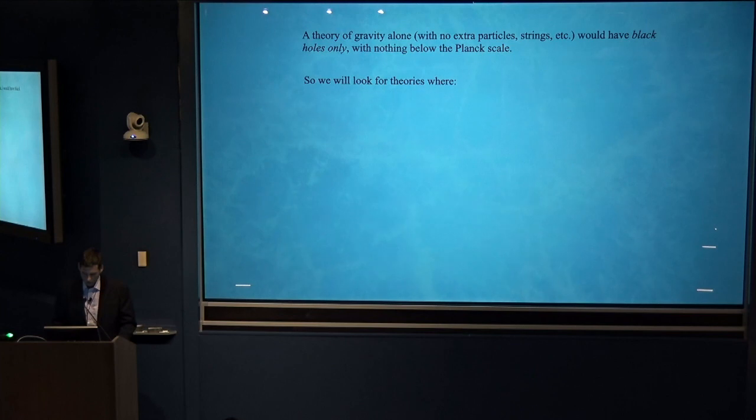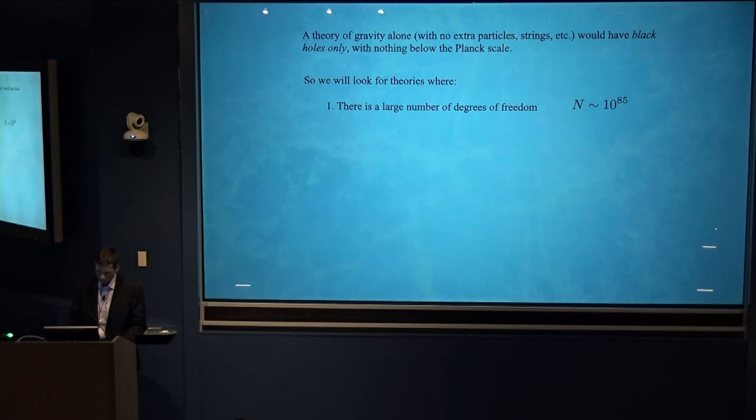So we're going to try to use the bootstrap to look for theories with the following properties. First of all, there has to be a large number of degrees of freedom. Remember that enormous entropy of a black hole like Sagittarius A star. That enormous entropy is telling us that we should be talking about theories with a very large number of degrees of freedom if we are to have any hope of explaining the black holes that we see. So that's the first property.